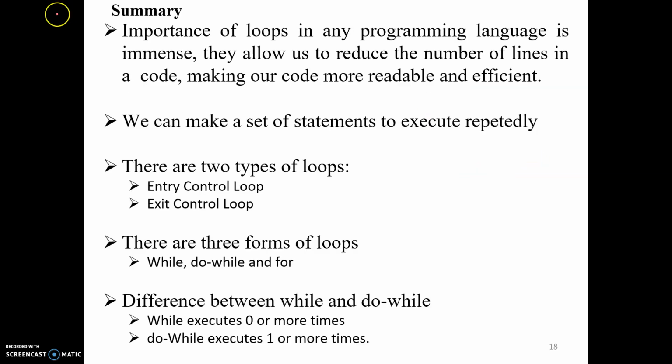So here the summary is the importance of loops in any programming language: they allow us to reduce the number of lines in a code and make our code more readable and efficient. This is the major advantage of using a loop, sir. We can make a set of statements execute repeatedly. Whether we use entry control or exit control, both do the same thing, as we have observed. But the major difference is that the while executes 0 or more times, whereas the do while executes 1 or more times. Let us see this with the help of an example.